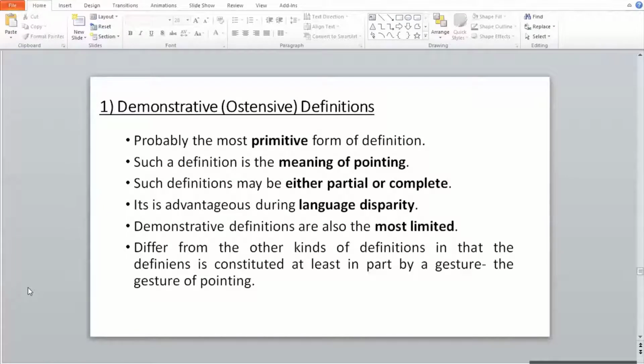This is a kind of primitive definition. In contemporary time, this kind of definition is very rare, but it has a very crucial and pivotal advantage on some occasions and in some instances.